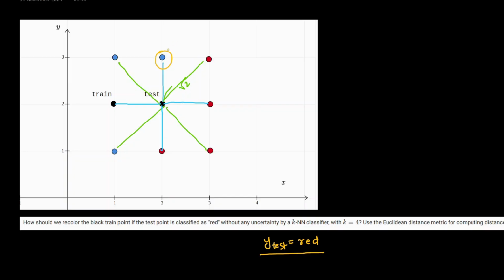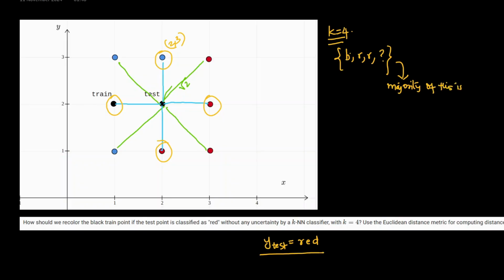So the close points here are this data point at 2, 3, this data point, this and this. These 4 are the 4 closest data points. Remember, we have chosen k equal to 4 in this problem, and the 4 closest data points have labels blue, red, red, and then an unknown. But we know that the majority is red, so the missing data point has to be red. This is all the question asked for.